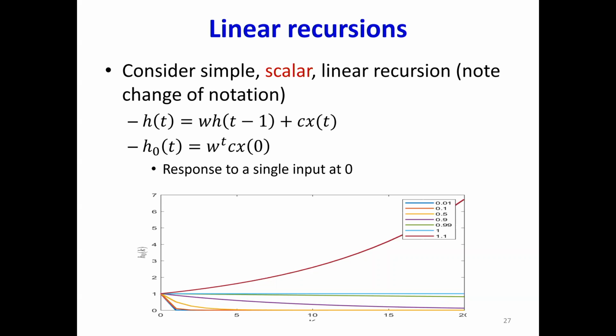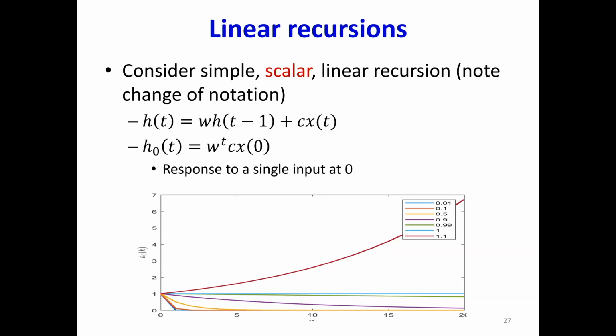So then what is h of 0? That's simply going to be c, right? All subsequent inputs are 0. So what is h of 1? C times w, correct? What is h of 2? C times w squared, right? What is h of t? C times w raised to t.